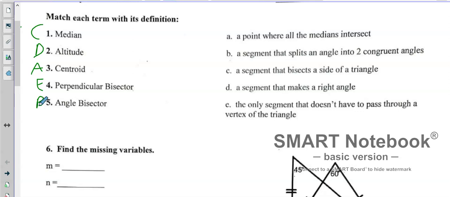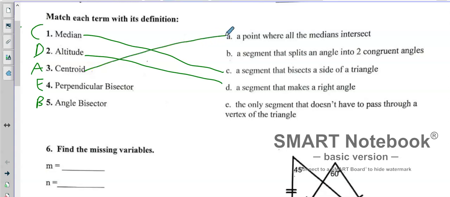All right, so median. That is a segment that bisects the side of a triangle. Okay. Altitude makes a right angle. Centroid is where all the medians intersect in the middle. The perpendicular bisector is the only segment that does not have to pass through a vertex of the triangle.